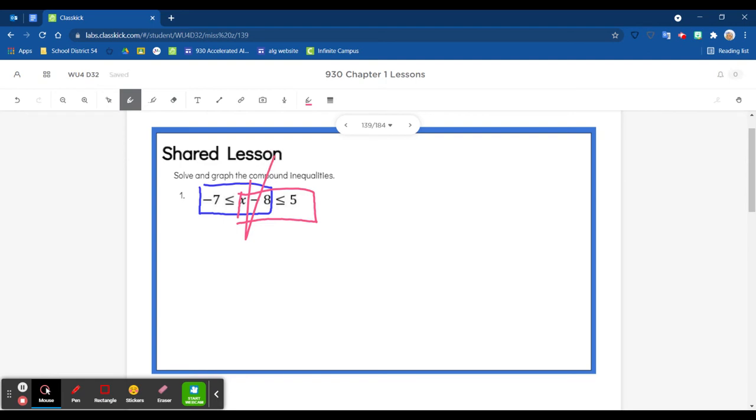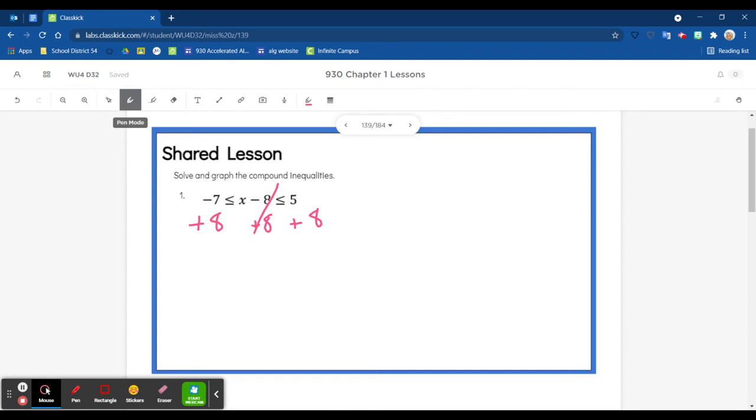The other way to do that is to just do whatever you do to the x to get it alone. Make sure you do that to all of these sides. So for example, x minus 8. If I want to get rid of that -8 and get x alone, I'm going to add it, right? So if I were to add 8 to get rid of it, I would have to add 8 to the 5. I would also have to add 8 to the -7.